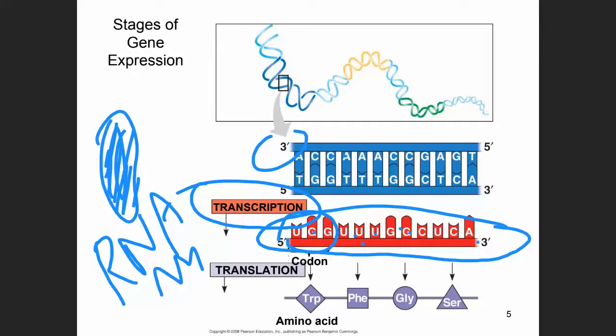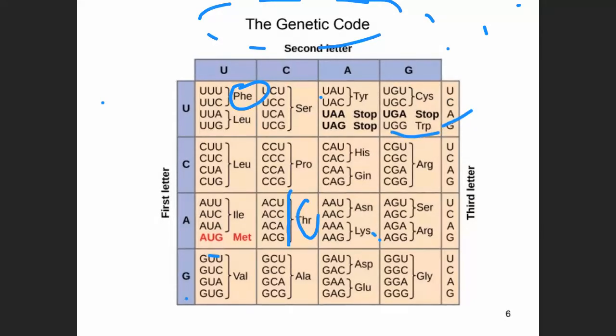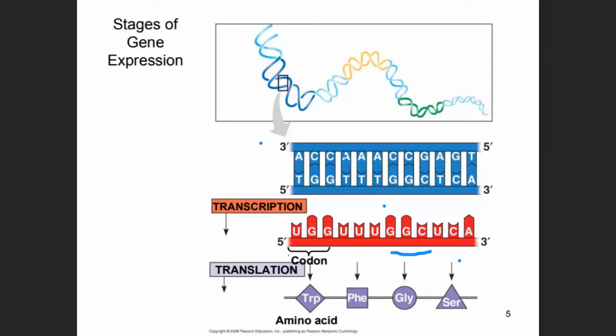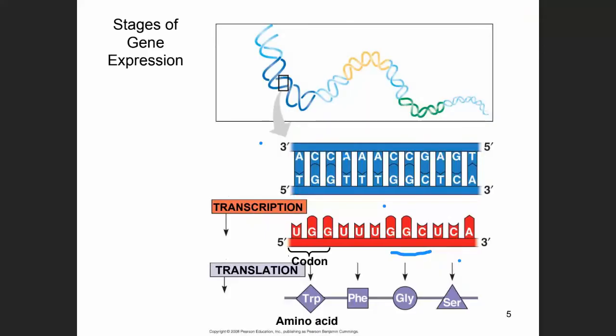The third triplet is... I cannot see, I'm sorry, I have to take the brush and erase. I cannot see with the blue on top of it. The second one is GGC. G, G, C, it's glycine. And then U, C, A, it's a serine. So I make my peptide, that's my peptide now. We have four amino acids.